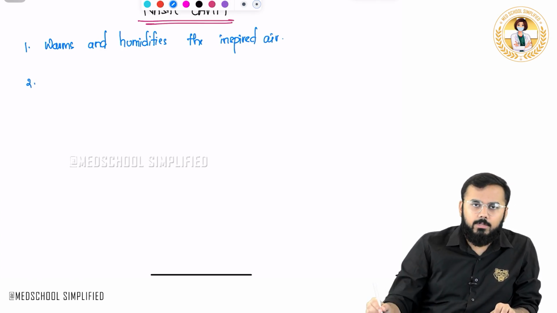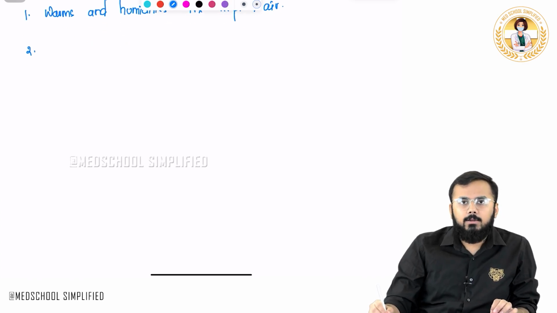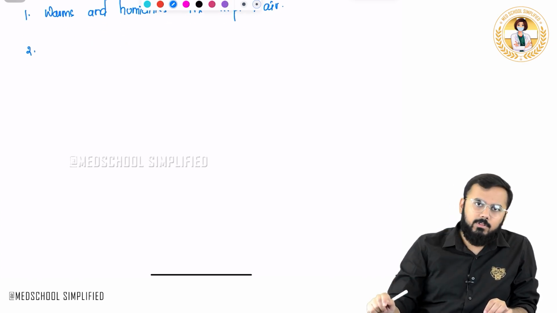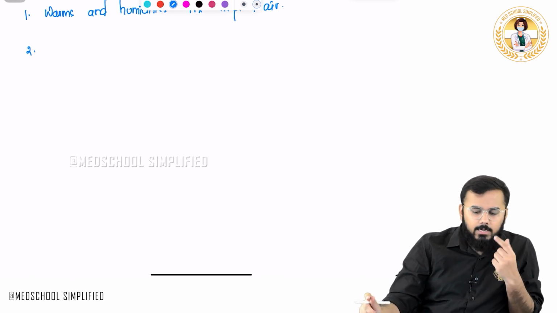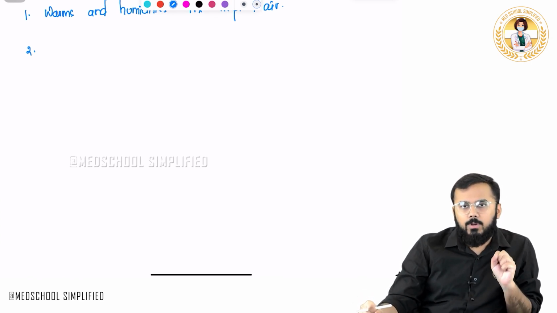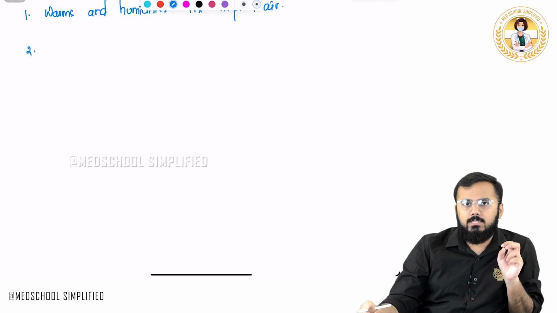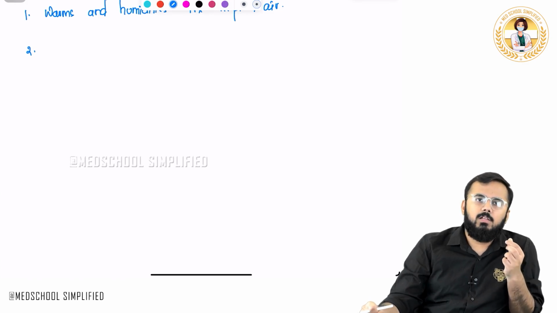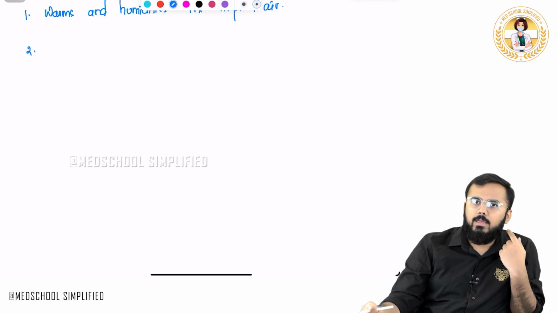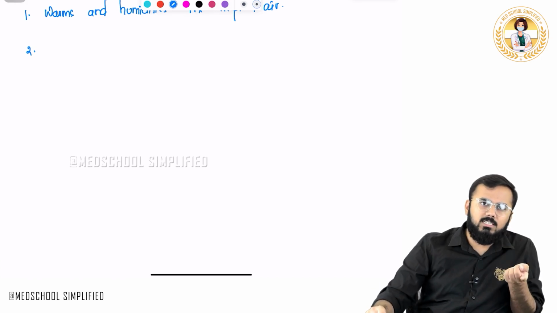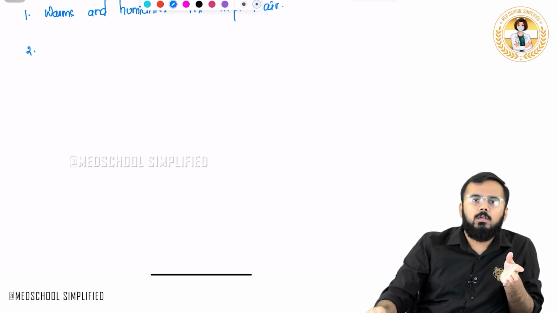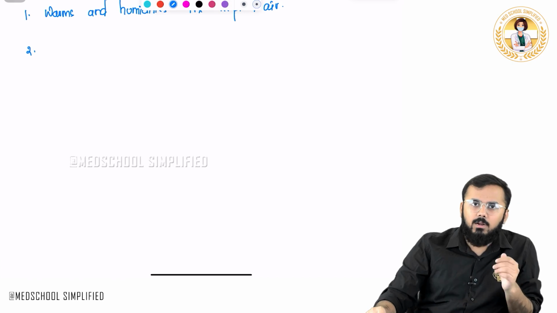What is the second important function? The second important thing is that you have a lot of cilia within the nasal cavity. So whenever you inspire air, and if there is any pathogen or dust material in that air, with the help of those cilia, by a reflex called the sneezing reflex, all the pathogens are expelled outside.